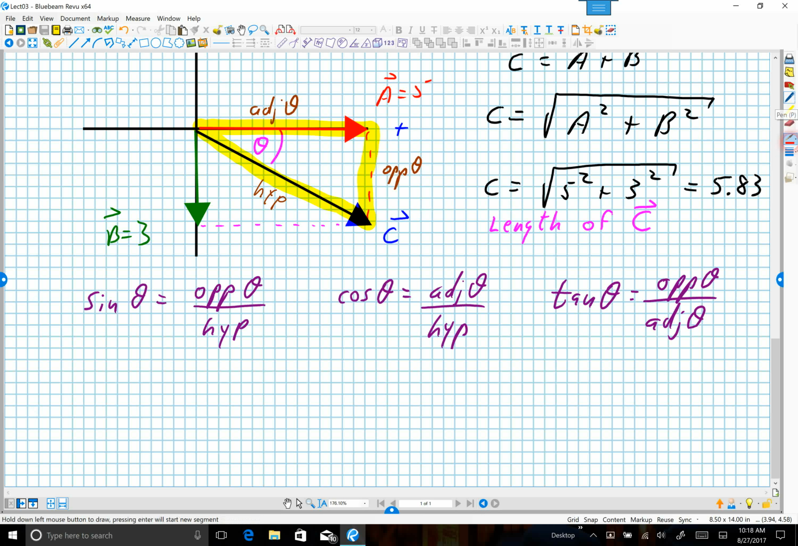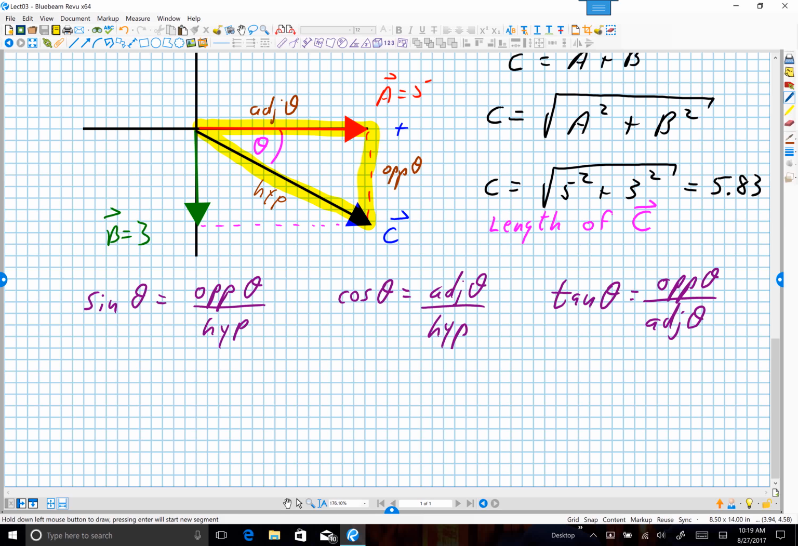Now I want to do the calculation of the angle. When I have two sides of a triangle, I can use those two sides to calculate a ratio, and then I can get the sine or the cosine or the tangent of the angle. When I have two sides of a triangle and I figure out this ratio, then I'm looking for the angle.